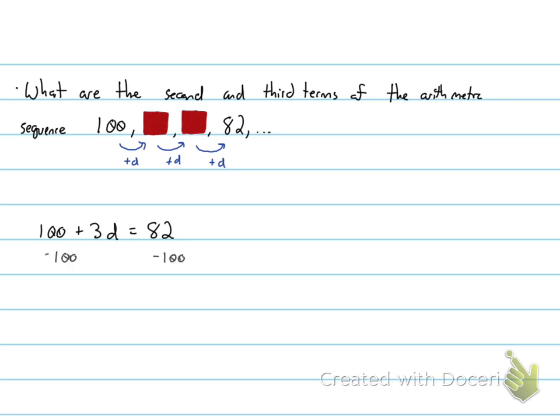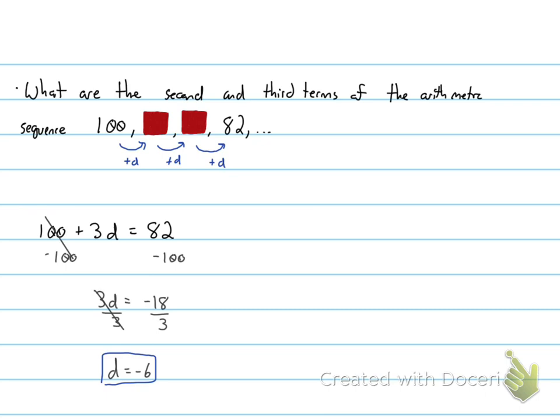So I'm going to subtract 100 from both sides, divide everything by 3, and now I'm left with D equals negative 6. So I know that that's my common difference. And that kind of makes sense here. I'm adding negative 6, or subtracting 6, each time. I'm starting with 100, and I see that my fourth term is 82, so I'm getting smaller each time. So it would make sense that my common difference here is negative.